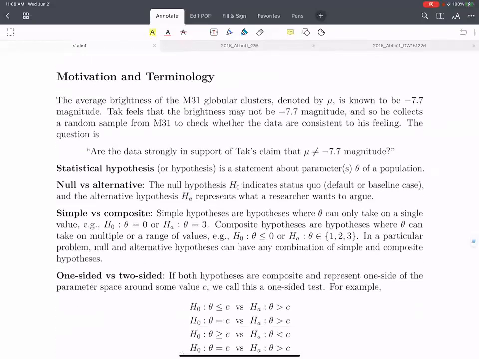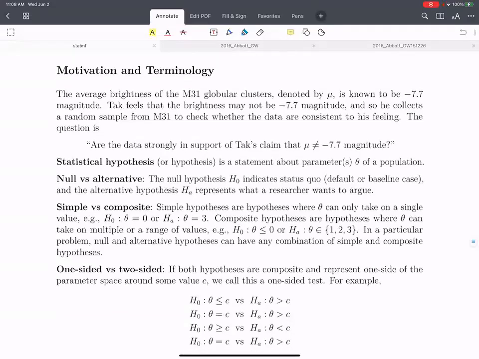And let me introduce several notations, some terms, and definitions of jargon. A statistical hypothesis is a statement about a parameter of a population, a parameter of interest in a population. For example, in this example, I am interested in the population brightness, and that is specified in my argument, whether mu is equal to negative 7.7 or not equal to negative 7.7. So those are called statistical hypotheses, typically just hypotheses.